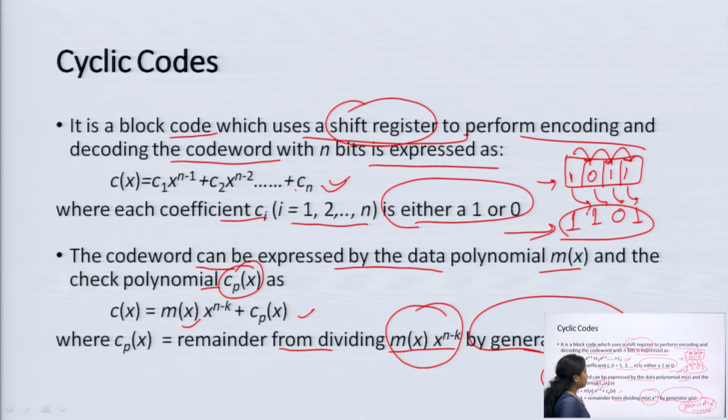Now, this code word is shown by this equation, denoted by C(x) equals C1 x to the power n minus 1 plus C2 x to the power n minus 2, up to Cn. So, this is the code word that is generated using the cyclic code, where each coefficient Ci is either a 0 or a 1. So, this is how the coefficients will be generated.